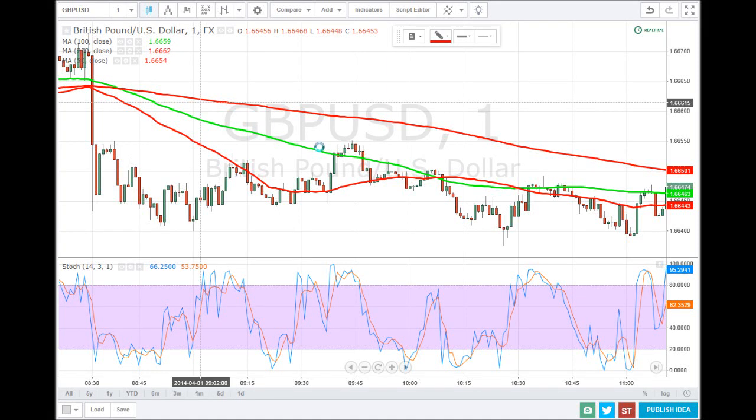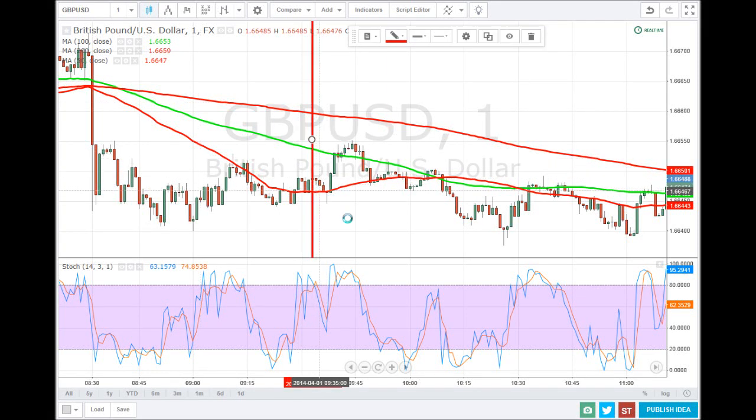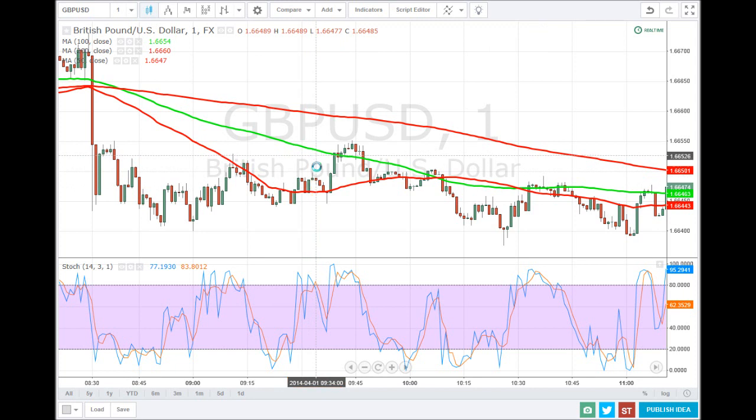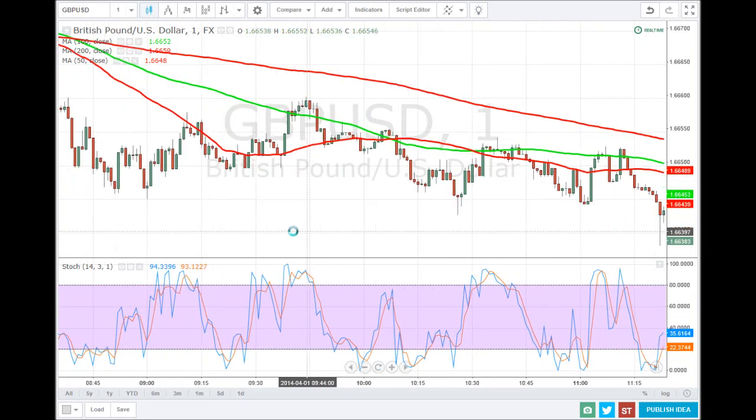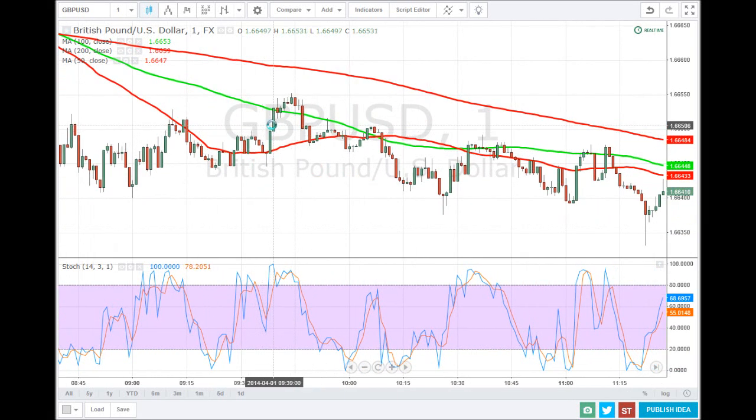Let's use our vertical line once again. You'll notice we're showing overbought, another opportunity to place a put, and price falls on the downside for the next 4 minutes. So another winning trade there. Price then moves on the upside.